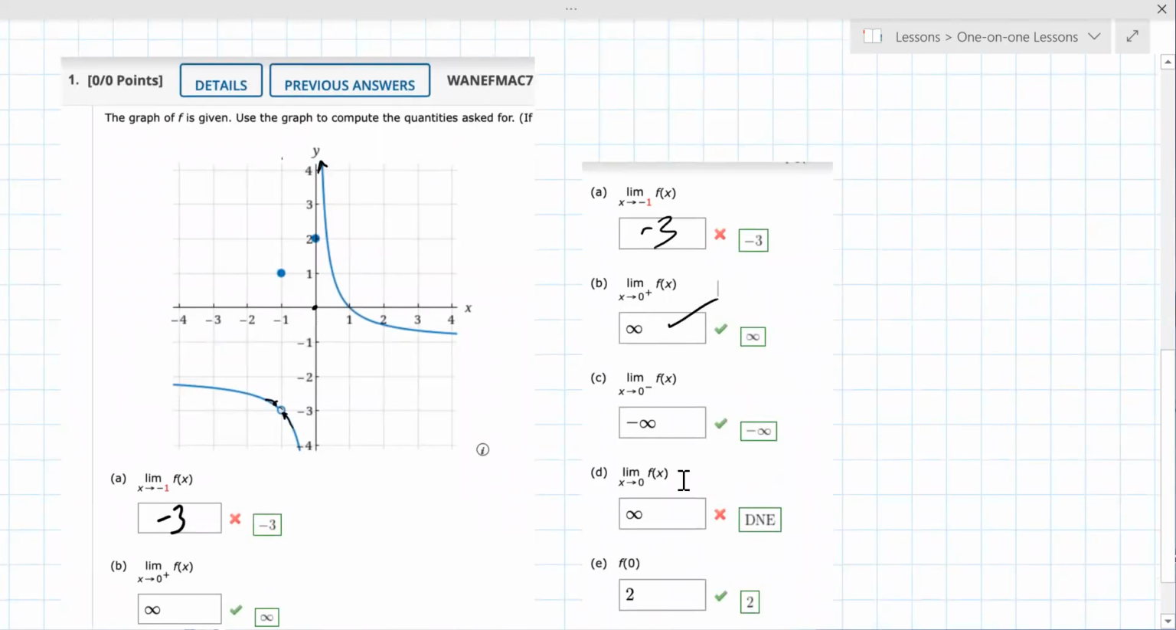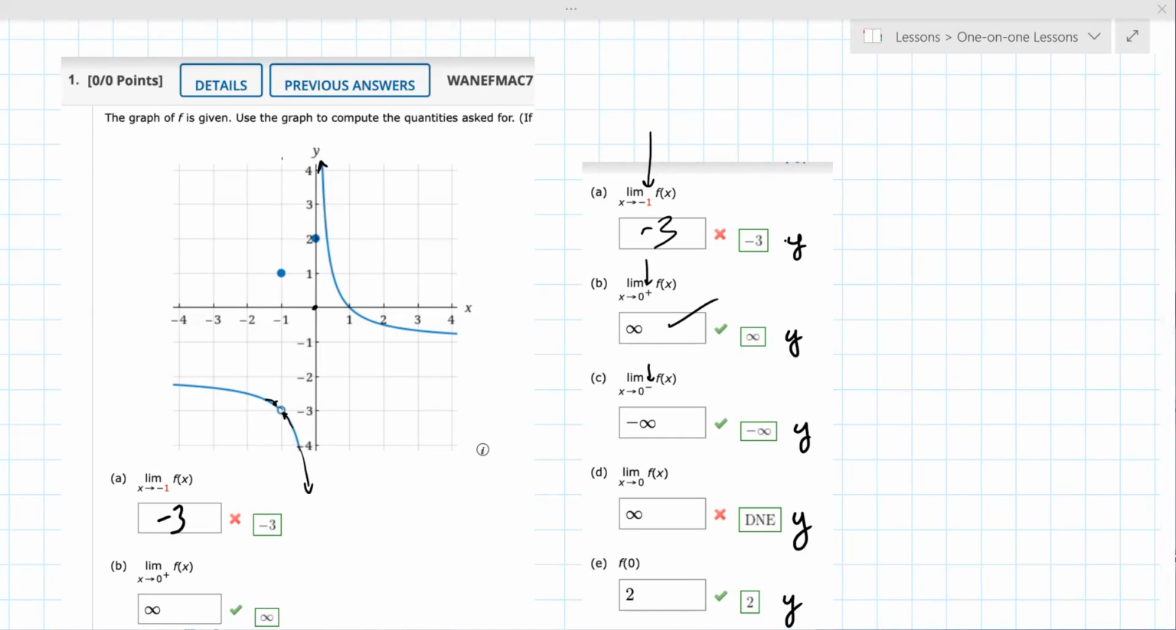And then 0 from the left, that's what this minus sign means. Here's 0, and from the left means you're traveling on the curve in that direction. So that's why it goes down to minus infinity. So all of these are y values. I guess that's an important thing to think about: these are y values, and the values here are the x values.